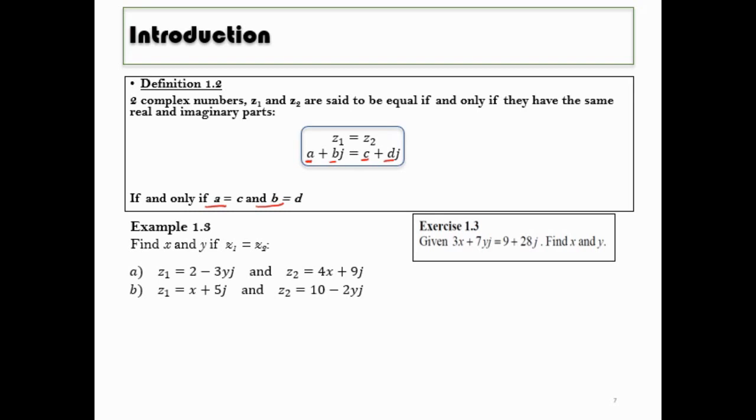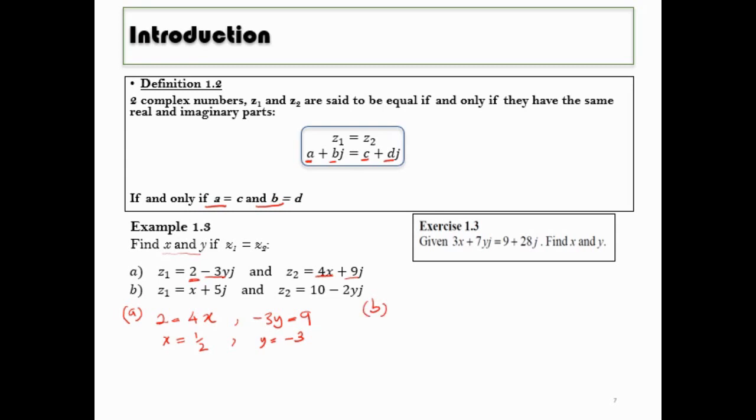So it's given in this example: find x and y if Z1 equals Z2. Let us try to do for A. Z1's real part equals the real part of Z2, so 2 must equal 4x. For the imaginary part, -3y equals 9. So we get x equals 1 over 2. Use your knowledge on how to solve equations. And y equals negative 3. Am I right? Yeah, okay. So that's it, you have found x and y.